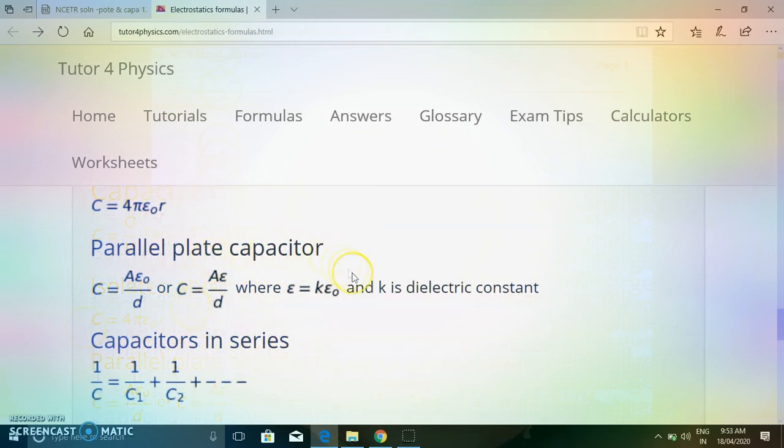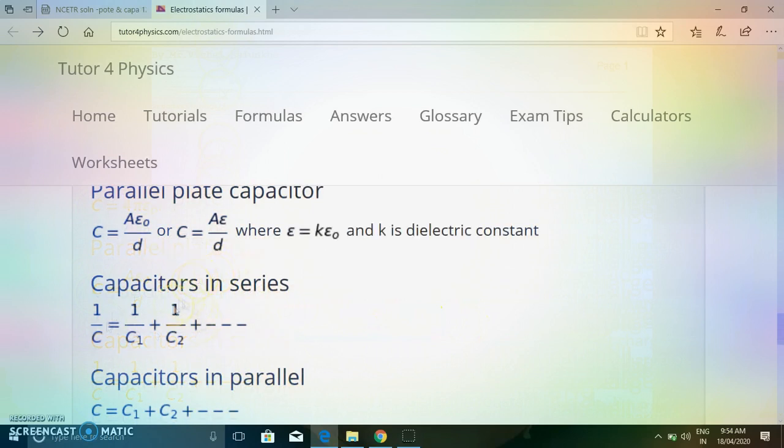Okay, then parallel plate capacitor. The capacitance of a parallel plate capacitor C is equal to A epsilon naught upon d. Here don't forget to write K; for air we have taken K as 1, that's why we have not written K here. So C is equal to A epsilon naught upon d. And for any particular medium we can write C is equal to A epsilon upon d, where epsilon is equal to K epsilon naught, and K is the dielectric constant in this case.